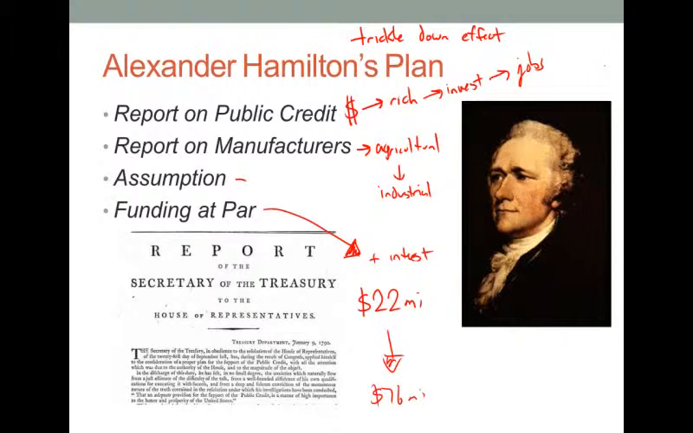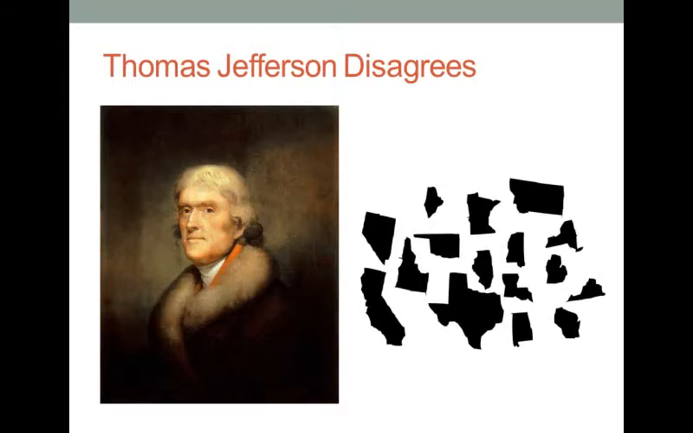So let me give you an example, folks. Oh yeah. Thomas Jefferson disagreed with this. Thomas Jefferson disagreed with Alexander Hamilton about everything. And he said that this plan was unfair. Number one, it was unfair to who? The poor. It was also unfair to who? What about Report on Manufacturers? Unfair to farmers. But thirdly, he said it was unfair to states. Here's why.